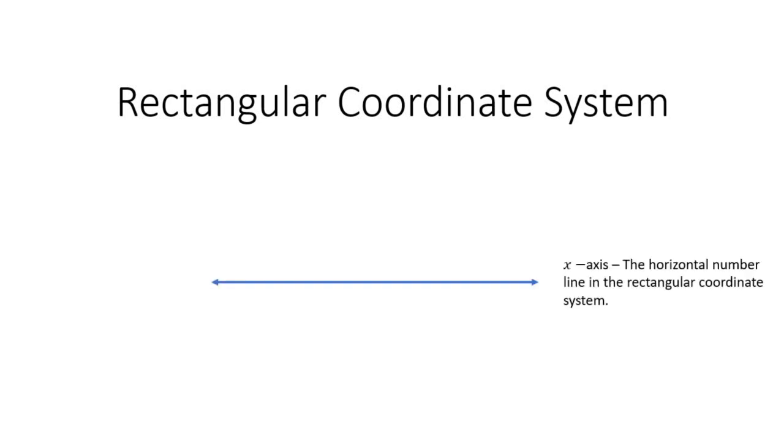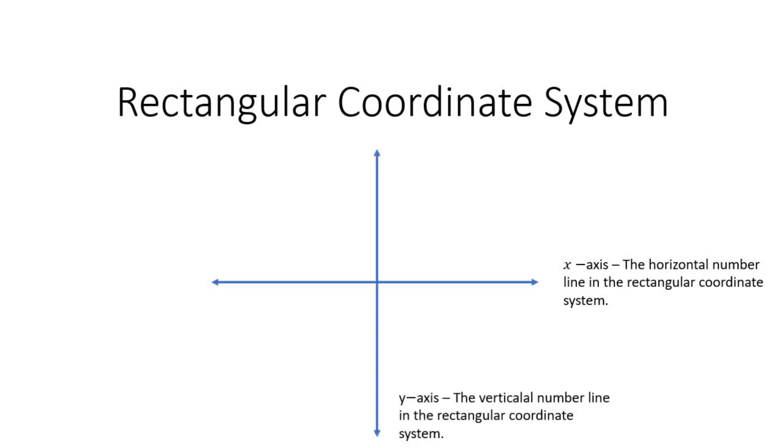The rectangular coordinate system, also called the Cartesian coordinate system, consists of two number lines that form a plane. The horizontal number line is called the x-axis. The vertical number line is called the y-axis. There's a point where these two axes intersect. That point is called the origin.